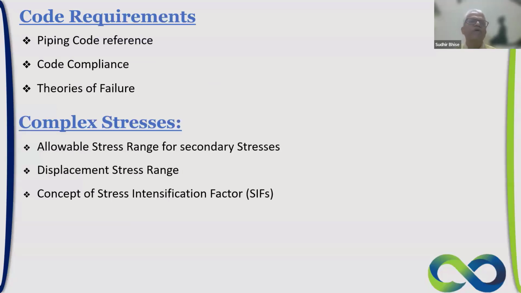Then we are going to see the code requirements, the piping code references, the code compliances. What does the code say about the requirements of meeting the highest stress values? Then we will study the theories of failure. We will also understand the complex stresses in terms of the secondary stresses which are generated due to temperature, and the concept of the stress intensification factor, which is going to be more important from the point of view of the analysis and how it affects the entire analysis.